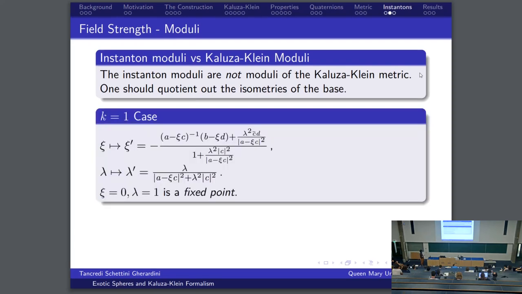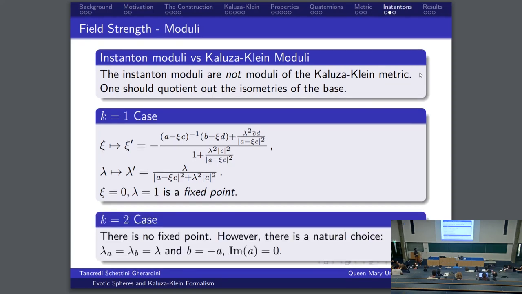And just to show you, this is what happens for the single instanton case. The position of the instanton transforms like that, the size transforms like that. The expressions are not important. What matters is that you have a fixed point. So if you choose position equals 0, size equals 1, then this is a natural choice. For the k equals 2 case, there is no fixed point, and the action is much more complicated.